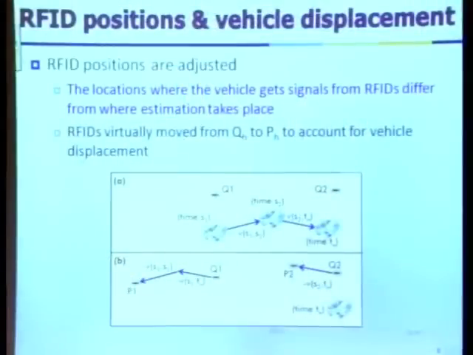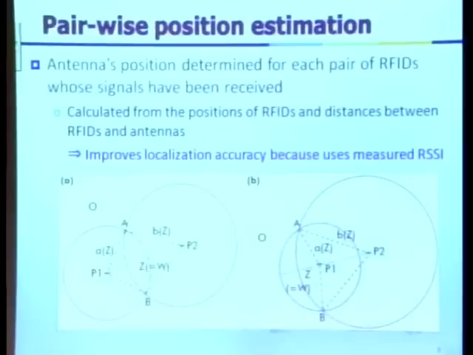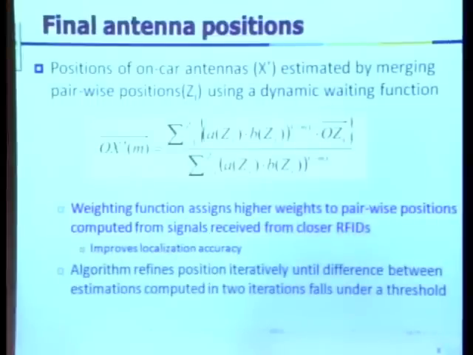The next step is the pairwise position estimation. That is achieved not only from the positions of RFIDs, like these two points, but also using the two distances between RFIDs and on-car antennas. So these obtained pairwise positions can improve localization accuracy. Having obtained the pairwise positions, we can estimate the position of on-car antennas by this formula.